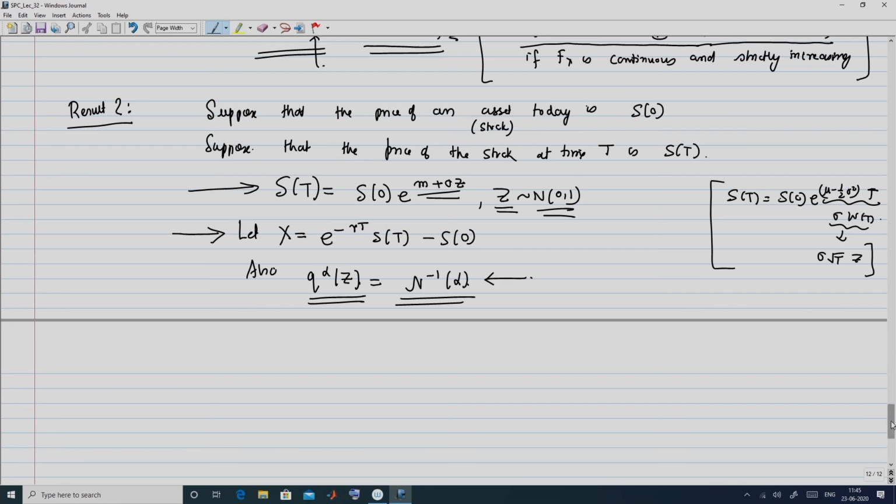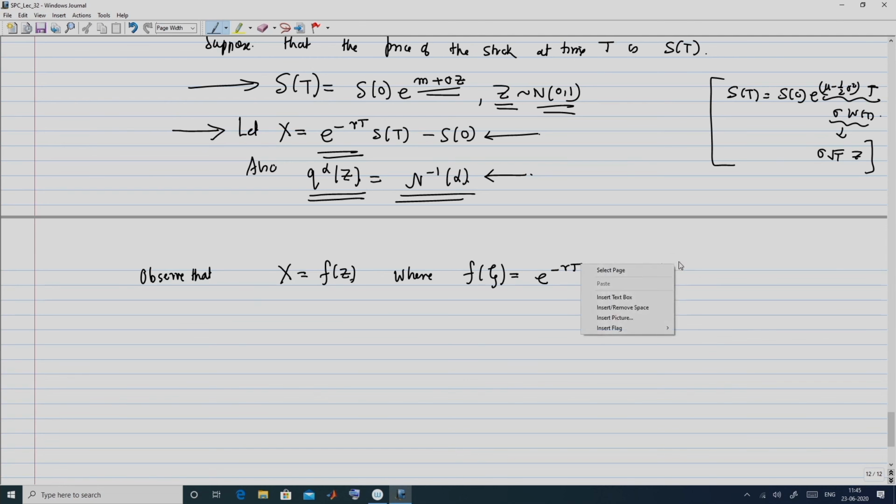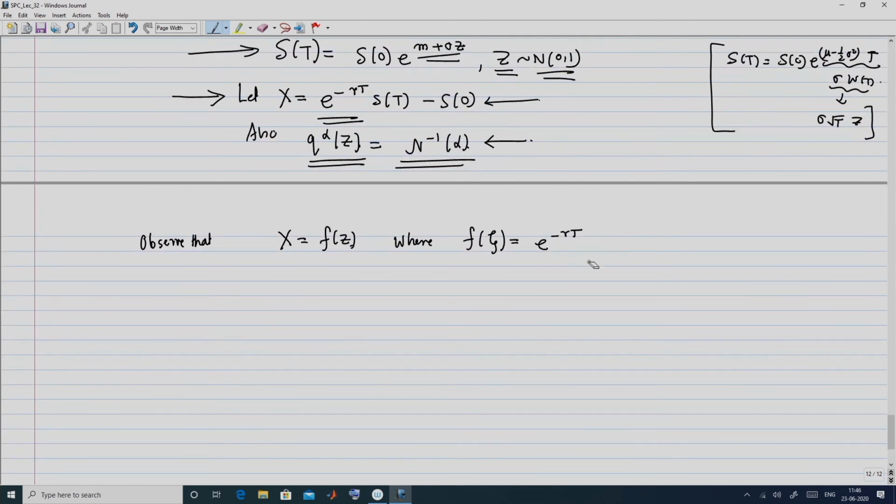So, now observe that x is equal to f of z. By x I mean this x, where this function f of zeta is nothing but e raised to minus RT, and what is S T? S T is S0 into e raised to m plus sigma. So, let me actually write this in detail. So, this is going to be e raised to minus RT.